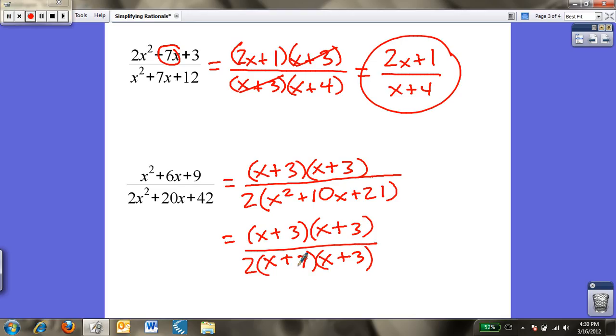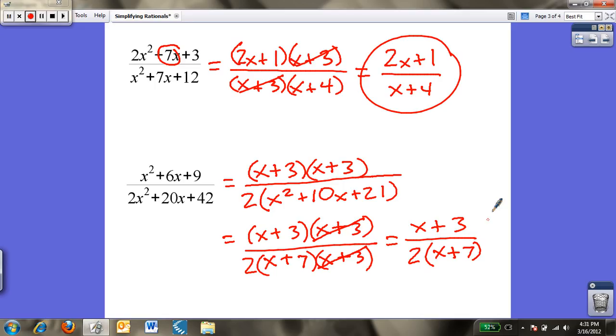The top has 2 factors, the bottom has 3, but all I really care about is the ones that match up. In this case, 1 factor of x plus 3 on top, 1 factor of x plus 3 on the bottom cancels out. Notice how I'm not canceling this one out. It has to be a 1-to-1 correspondence. So on top I get x plus 3 over 2 times x plus 7.